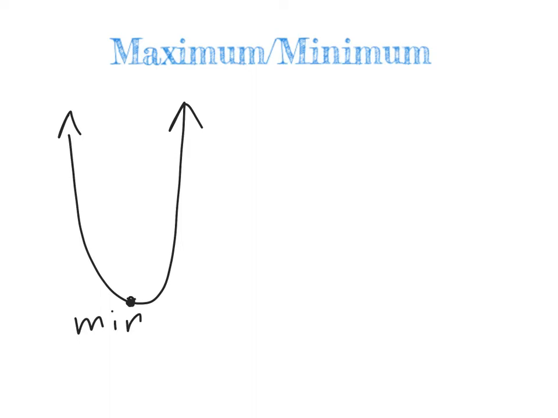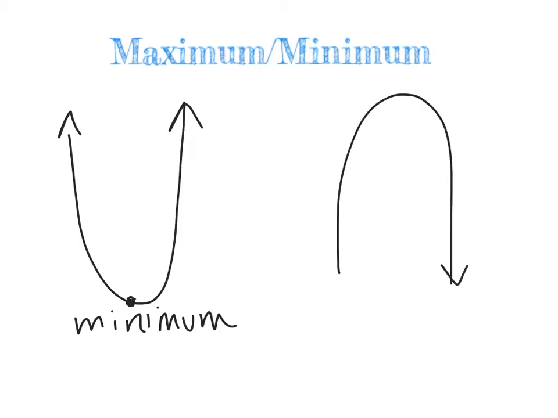Maximum and minimum. Let's talk about what that looks like. If the parabola is pointing upward, then this lowest point of the graph, the vertex, is considered a minimum. It's considered a minimum because it's the smallest, most minimum value that the function will ever be. If the function is pointing upside down, now the vertex is considered a maximum, because that is the maximum value that the function is ever going to be.